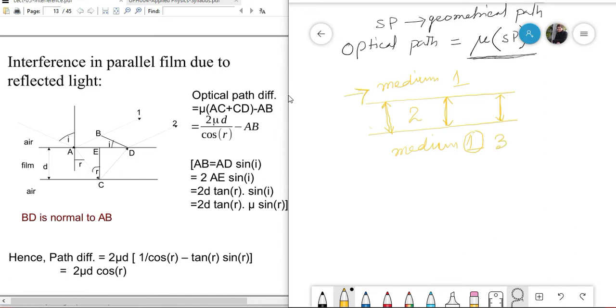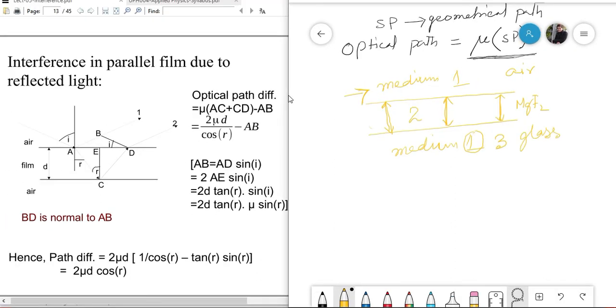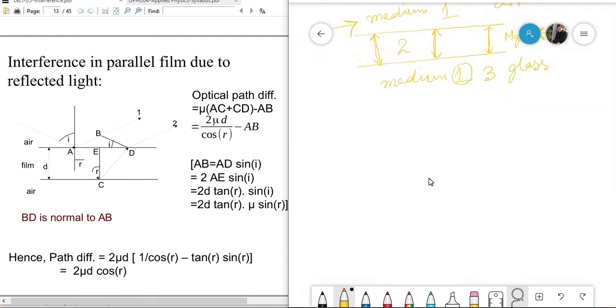Let's say this is a medium 3. For example, this could be air, this could be magnesium fluoride, this could be glass. Such a situation happens on the surface of a glass. This parallel thin film is made up of this material, magnesium fluoride. We'll talk much about such a system. Now with this, let us look at the situation of interference occurring.